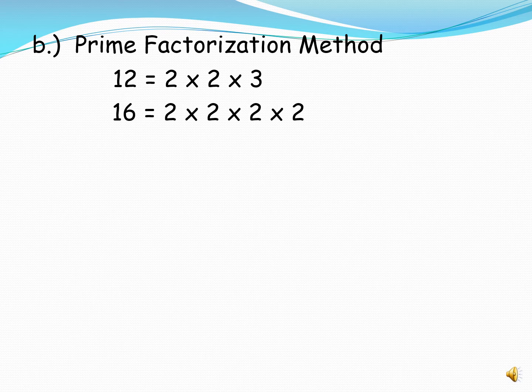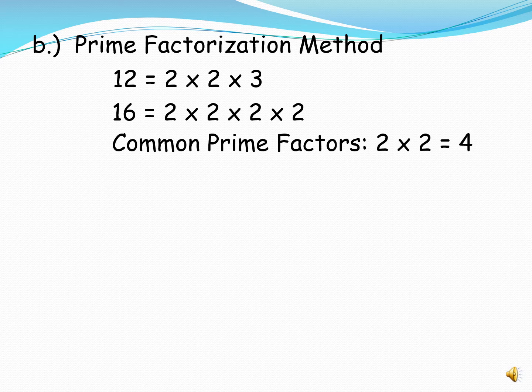Using the prime factorization method, the prime factorization of 12 is 2 times 2 times 3. Prime factorization of 16 is 2 times 2 times 2 times 2. The common prime factors are 2 times 2, which is equal to 4. So GCF is equal to 4.